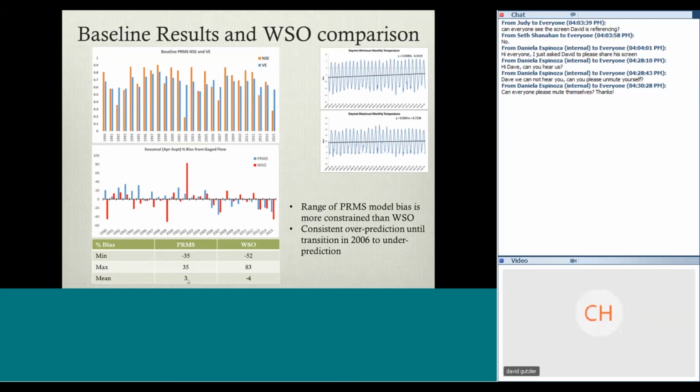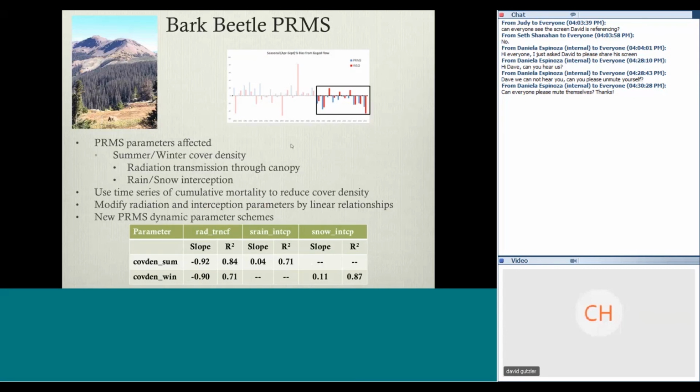So when you compare maybe the whole period of record, the overall bias is similar in magnitude, but you can see this high and low in the water supply outlook is constrained to a much smaller range in the PRMS simulated flows. And this is highlighting that the forcing data is incorporating those climatic changes; this is minimum and maximum temperature from that DayMet forcing product. You can also see that the PRMS model is much more consistent in its bias, so a consistent over-prediction up until about 2006 when it switched to this under-prediction period, and that may or may not be related to the bark beetle epidemic in that area.